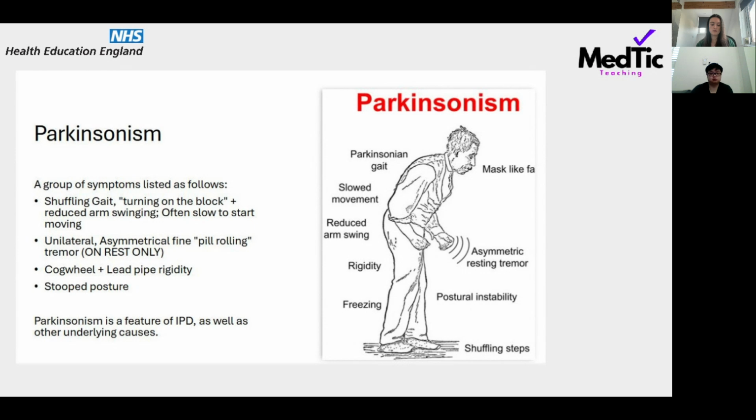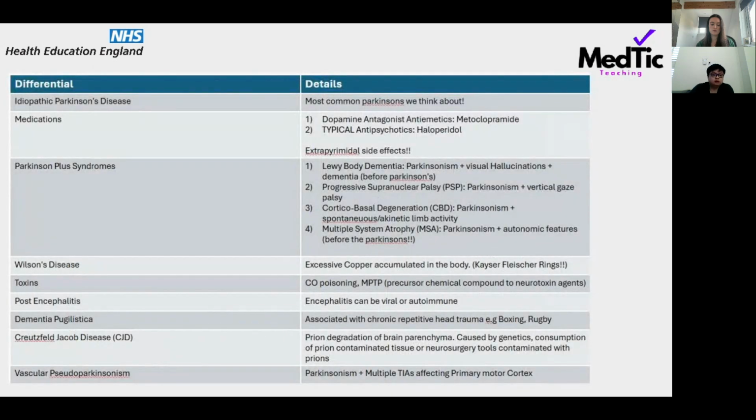And this is very important to rule out before you commit to a diagnosis of idiopathic Parkinson's disease. So medications can cause this, especially dopamine antagonists, as they inhibit the motor pathways and the thalamic pathways from the basal ganglia. These include antiemetics like metoclopramide, and typical antipsychotics like haloperidol.